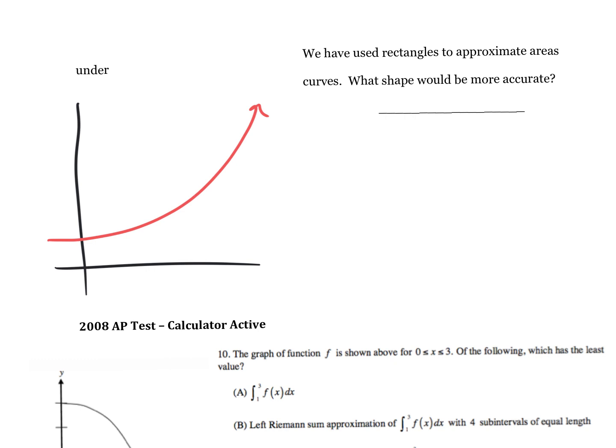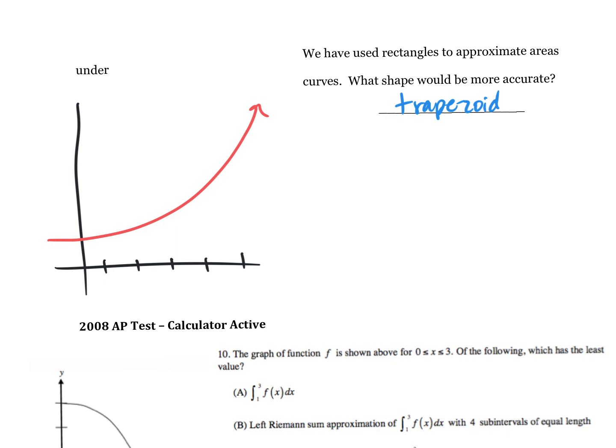You agree that a left Riemann sum is a pretty big underestimate. A right Riemann sum is quite an overestimate. The midpoint one's pretty good. What shape might be a little better? A trapezoid. So we're going to say, go trapezoid, go trapezoid. Okay. Now, I do want you to split this base into 4 equal parts. I'm going to go in half and then in half again.